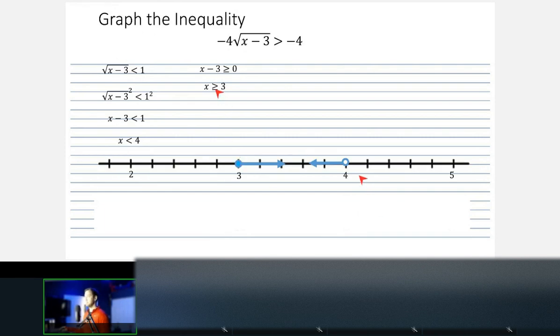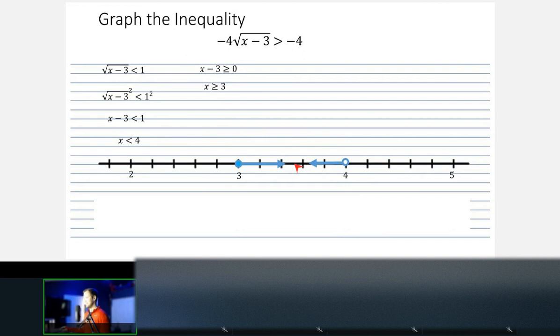So there is my 3. It's a solid point, right? And it says x is greater than or equal to that, so that's why I have an arrow pointing to the right. This point says x is less than 4, so I have a hollow point on 4, and it's less than, so it's pointing to the left.